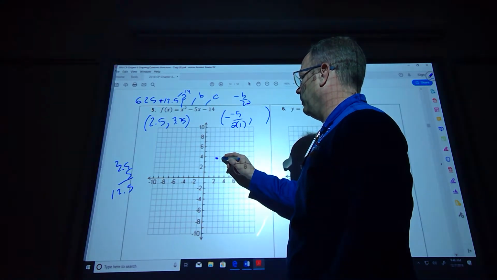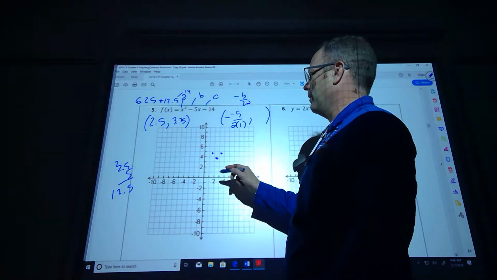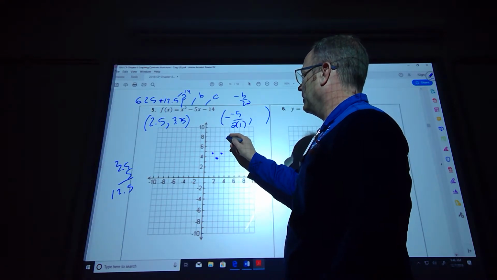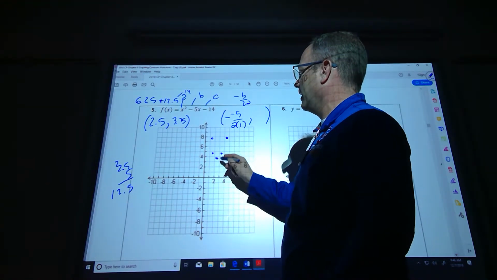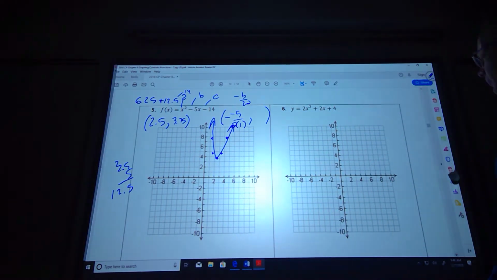You know what? Let's see if I can go right 1, up 1, left 1, up 1. Then right 1, up 3, 1, 2, 3, and then left 1, up 3. So I guess I can kind of do it on the bigger board, estimating it. So there's the parabola that opens upward.